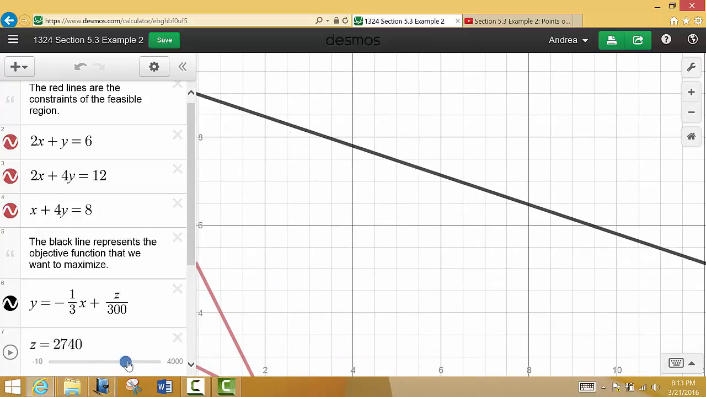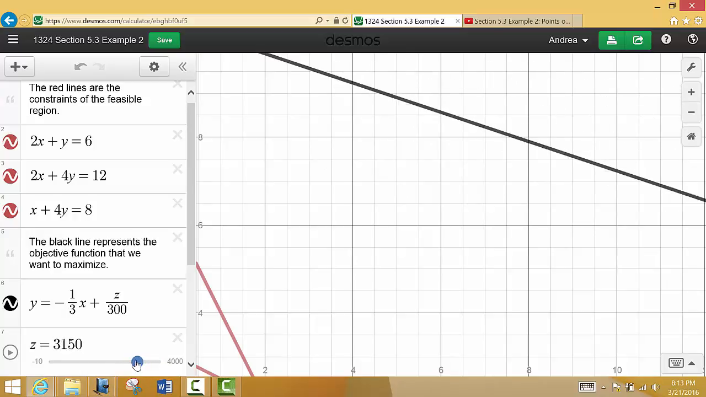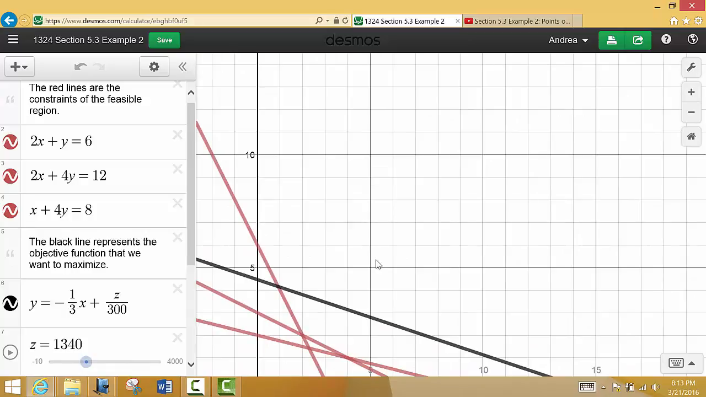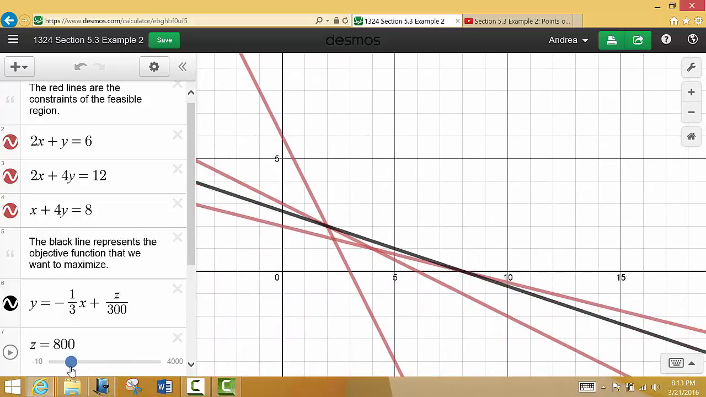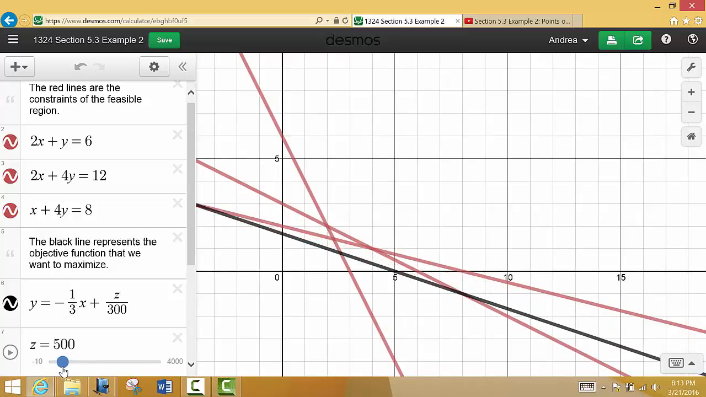So the larger that z gets, we're still in our feasible region. We never actually obtain a maximum value because we'll never reach the top of that feasible region. So z never maxes out. So we weren't looking for a maximum, we were looking for a minimum. So we're looking for the smallest value that z can be.